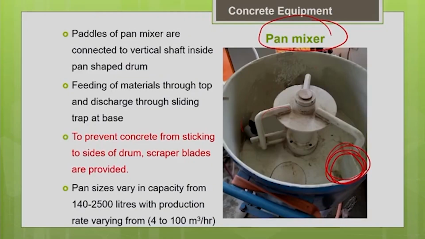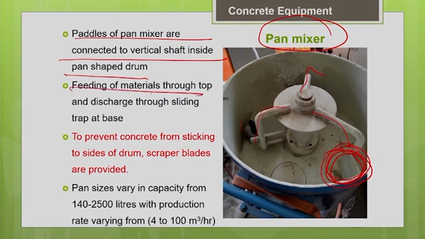But in your pan mixer you have this kind of arrangement. You have this blade which prevents the sticking of material to the sides of the drum. Basically, the paddles of the pan mixer are connected to the vertical shaft inside the pan shaped drum. You can see the paddles are connected to the vertical shaft. The feeding of the material will be through the top, and for discharge you have a sliding trap at the base.